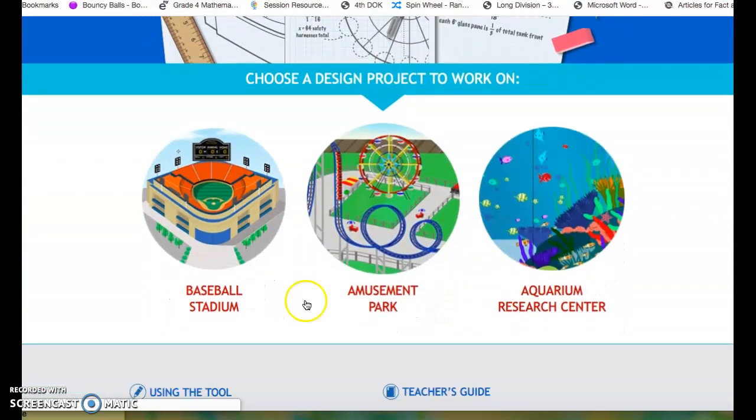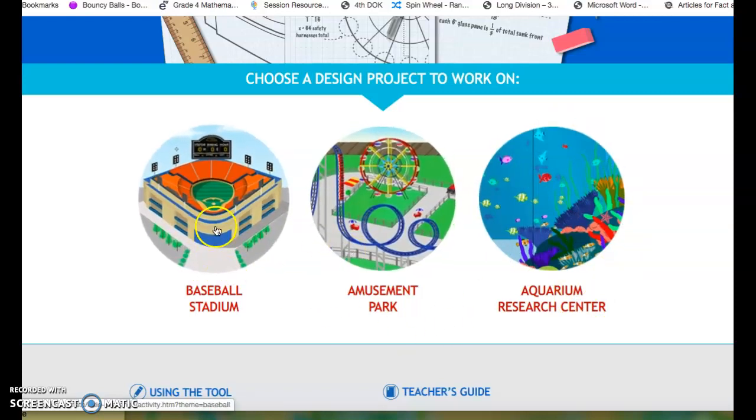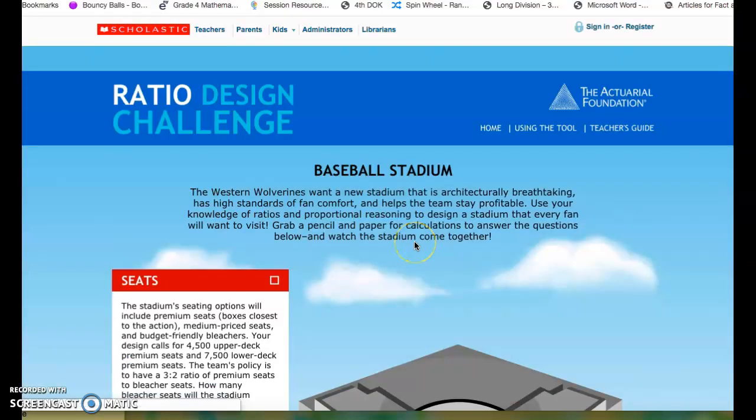Scroll down. I would do the baseball stadium or the amusement park. I would not do the aquarium research. This one digs a lot deeper and has percents and ratios. These two mainly deal with ratios. So I'm going to open up the baseball stadium one just to show you.